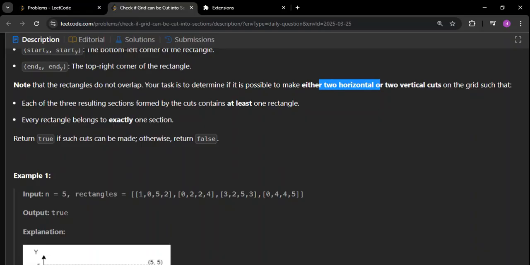Remember, if you are drawing one horizontal line, the other has to be horizontal. Similarly, if you are going for one vertical line, the other has to be vertical only. Okay, you cannot interchange between the two. So you have to draw either two vertical or two horizontal cuts in such a way that each of the three resulting sections formed by the cuts contains at least one rectangle.